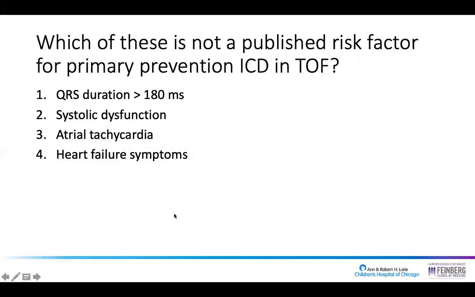And now, that being said, looping back to tetralogy of Fallot, since this is the only 2A indication that we have for primary prevention in adult congenital heart disease, I thought I would mention, are any of these not a published risk factor?